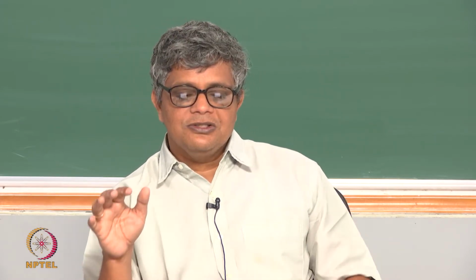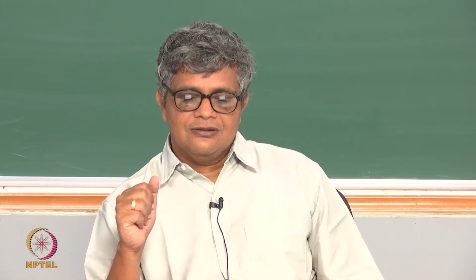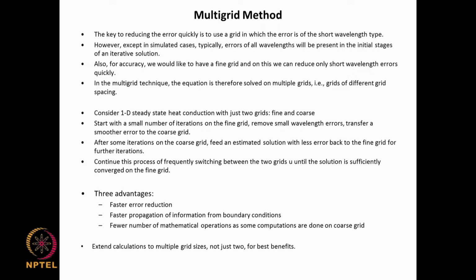So, by doing this you gain 3 advantages. You get faster error reduction because each error is being reduced efficiently on grids of different sizes, and we know that the grid size does matter when we look at finite difference, when we look at reducing error using something like the Gauss method. Okay. Faster propagation of information from the boundary condition.